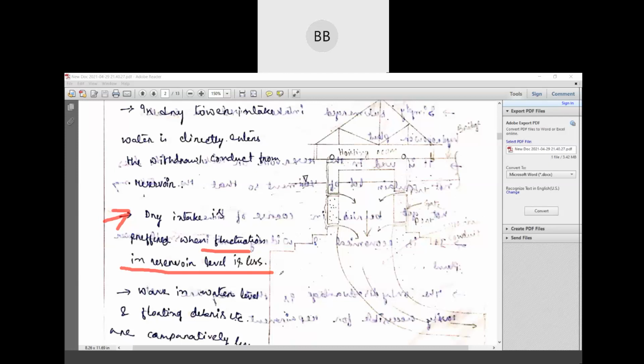The advantage is it requires less construction cost, as compared to wet tower intake. If the fluctuation is very high and it occurs very often, we don't have any option. We have to go with wet tower intake. So your second point you can write: dry tower intake is preferred when fluctuation in reservoir level is less.